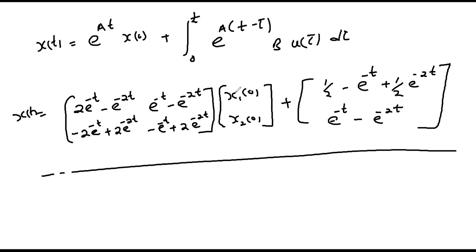Notice if the initial conditions of x1 and x2 are given, then we would proceed to simplify this further to obtain the perfect solution for our x of t. And that is the solution of the non-homogeneous state equation with two parts. One part depends on the initial conditions, and the second part depends on the input to the system.